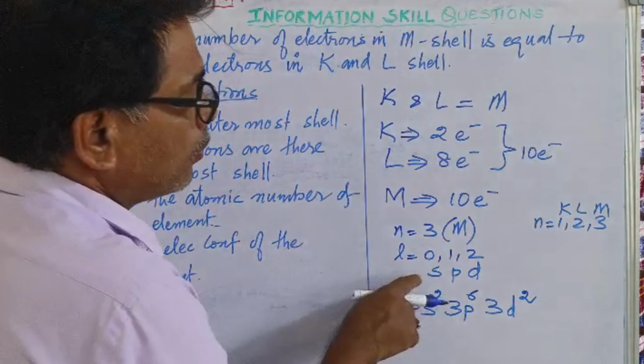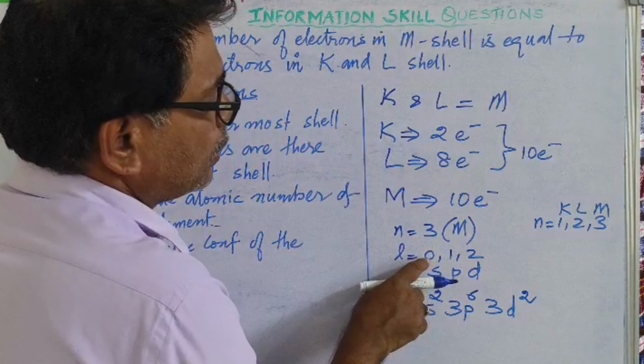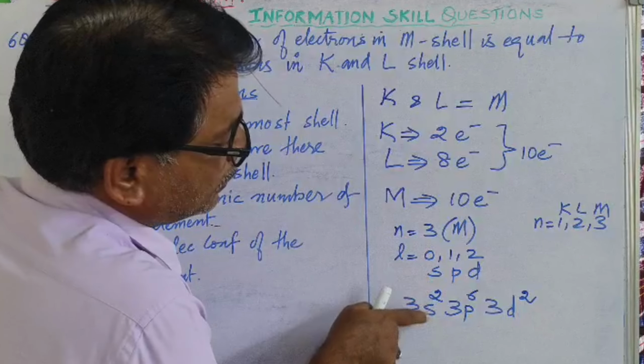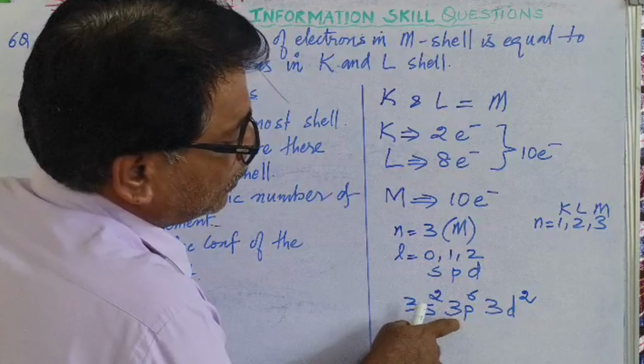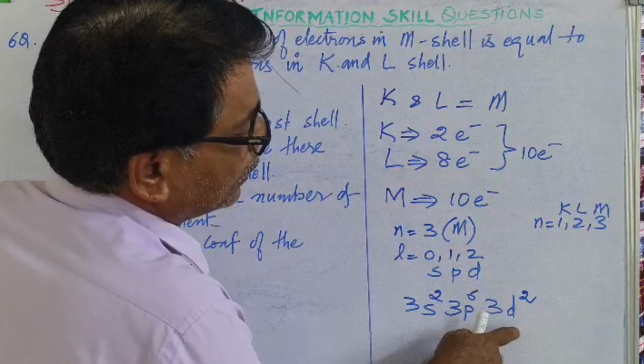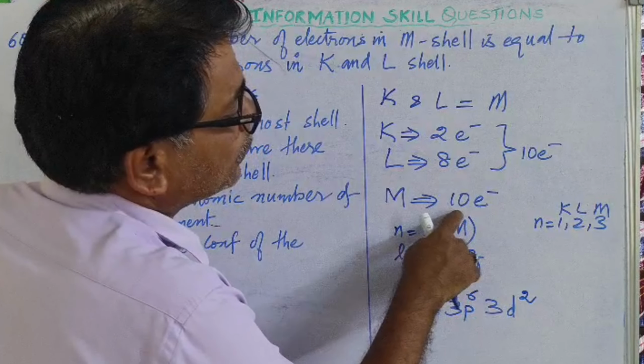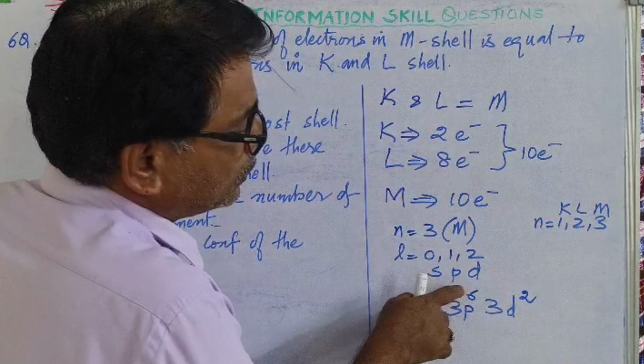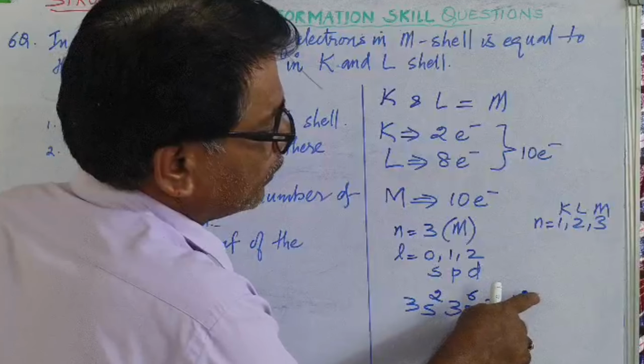3d2 according to its value. n is equal to 3 means l is equal to 0, 1, 2. They are read like this, right? 3s, 3p, 3d. So the number of electrons to be shared here is 10. S holds only 2. P holds 6. Therefore, the remaining 2 is given to D.